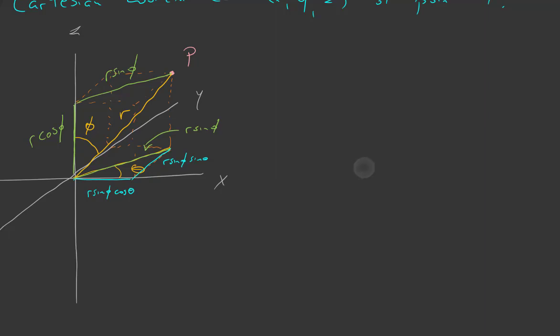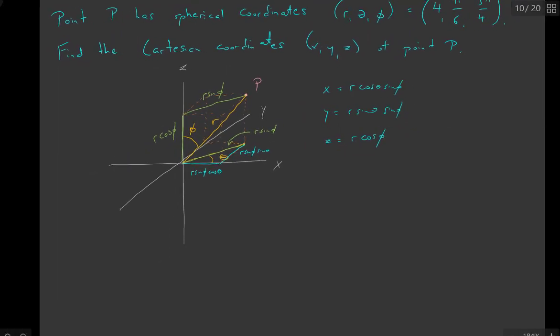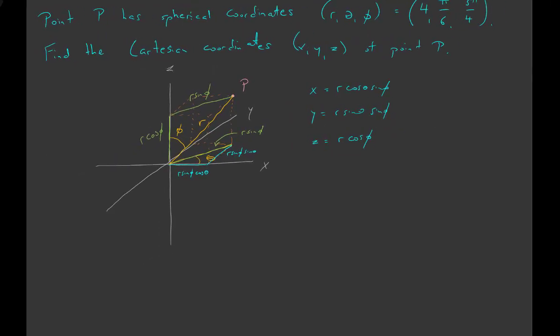So this is where we get the equations. x is equal to r cosine theta sine phi. y is equal to r sine theta sine phi. And z is equal to r cosine phi. And that's what we'll use in this question to convert from spherical coordinates that are given, r, theta, and phi values, to Cartesian coordinates, x, y, and z.